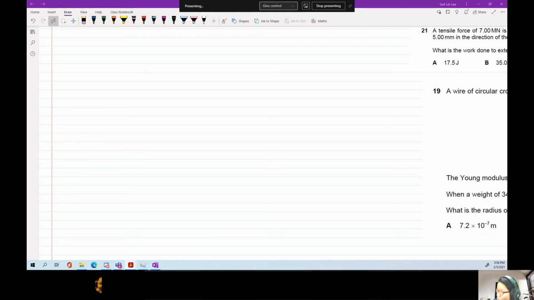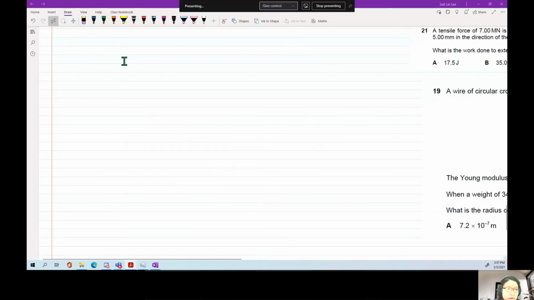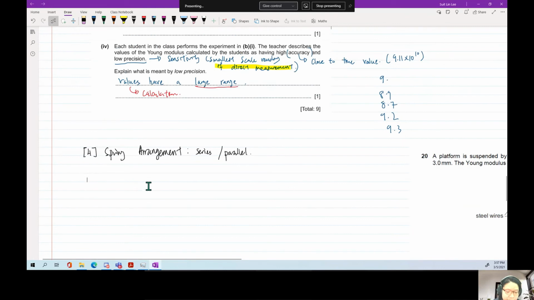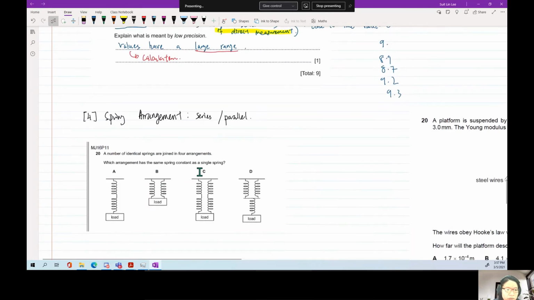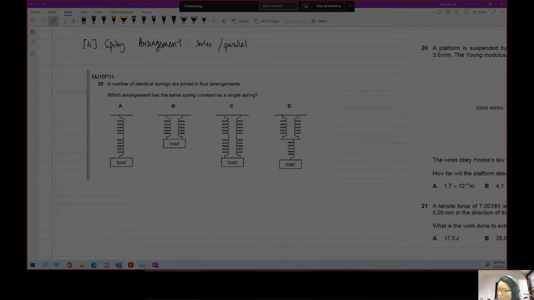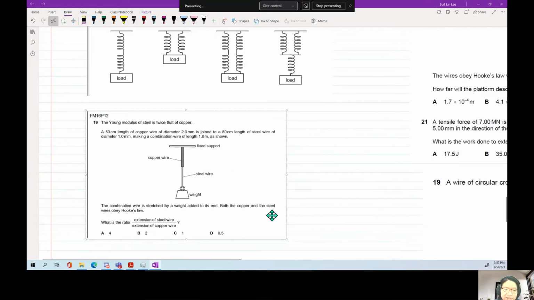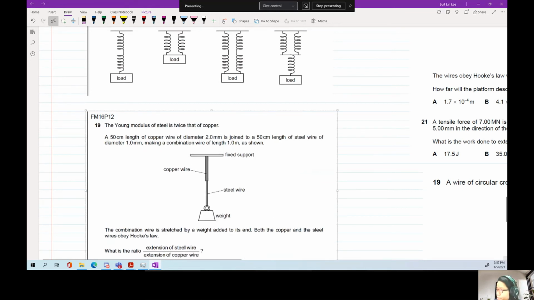If you have any past year questions you feel that you want to discuss from this topic, feel free to do so. I'm just going to pick and choose some spring questions, like this one from June 12, paper 11. And you also have composite wire, which is actually two springs. You can treat a wire as a spring, right? So this is a composite wire.